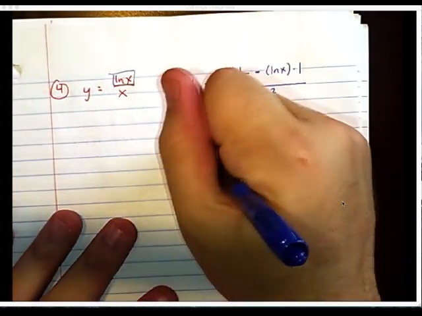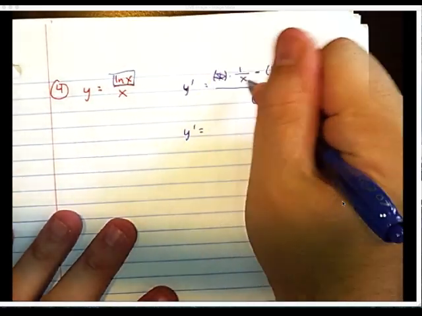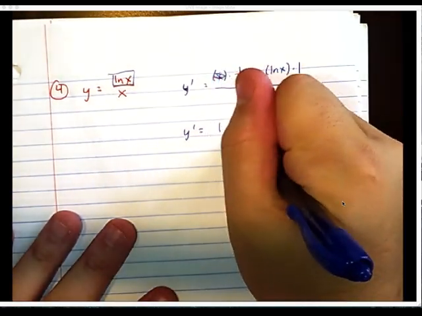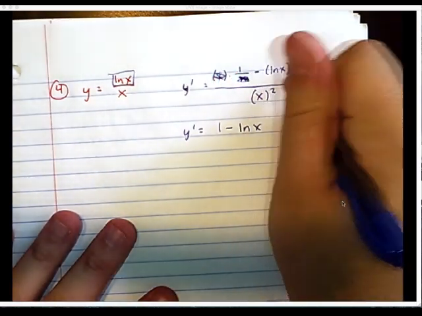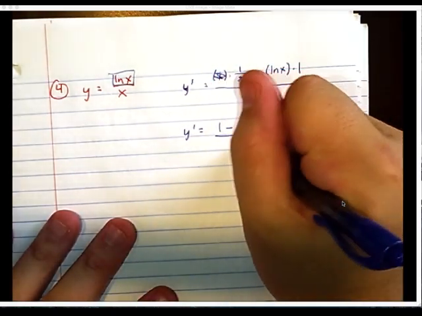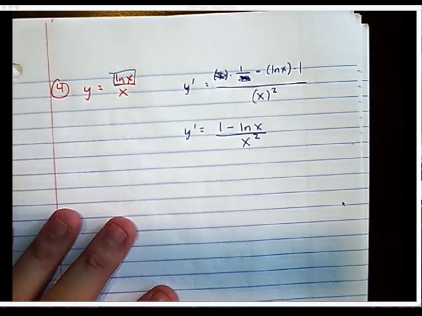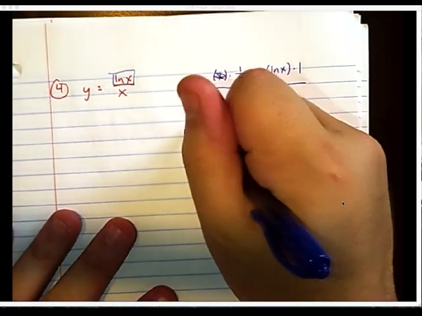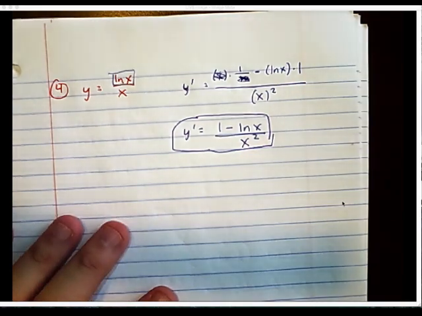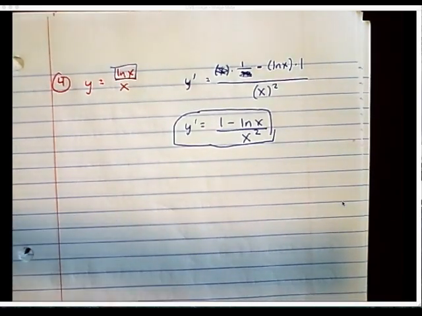Now if you do a little simplifying here, this x cancels that x. So you have 1 minus ln of x, because ln of x times 1 is still ln of x, all over x times another x is x squared. Okay. Very straightforward right there.